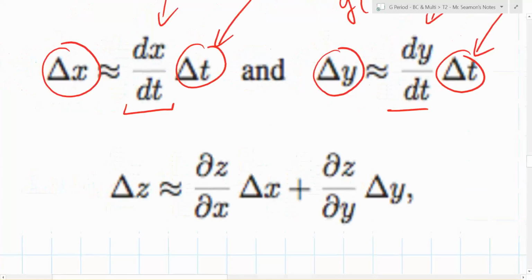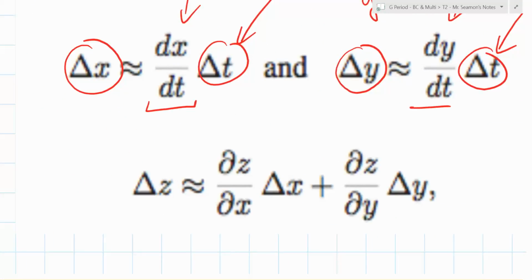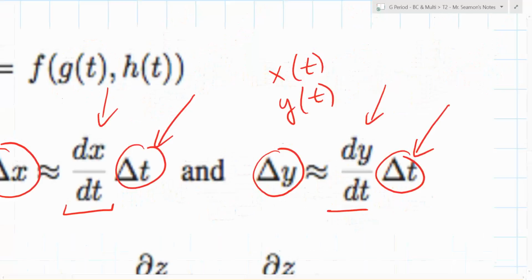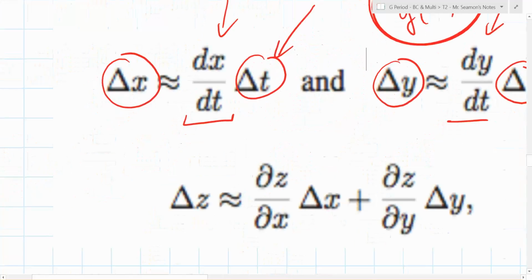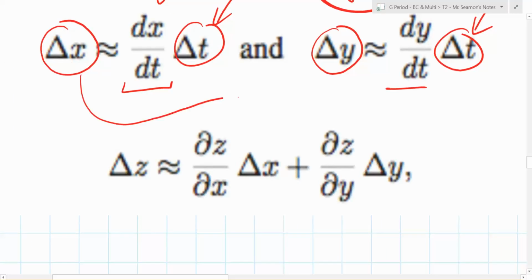But what do we know if x is in terms of t and if y is in terms of t? What did I say we're dealing with right here? What do we now know? What does delta x, where is it? Oh, it's right there. And where's delta y? So what do we plug in for delta x and delta y?